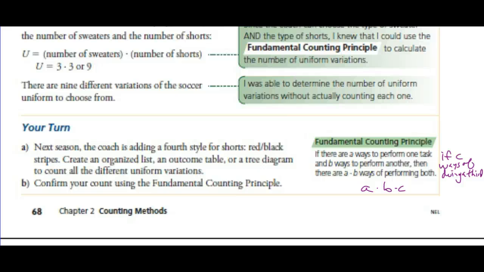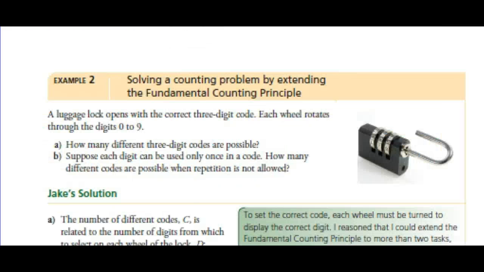Next season, coach is adding a 4th style for the shorts, red/black stripes. Create an organized list? No, forget it. It's just how we're going to count. If we have 3 choices for sweaters, that was first, right? So sweaters, and now we have shorts. If we add a 4th style, then we end up with a total of 12 different possible uniforms, right? So 3 times 4. That uses the fundamental counting principle. So we're solving a counting problem by extending the fundamental counting principle.